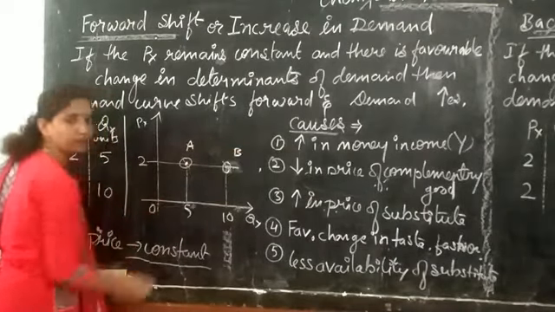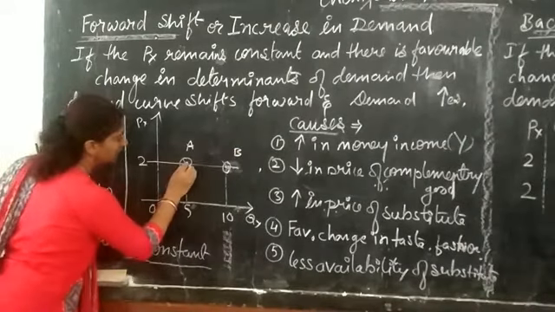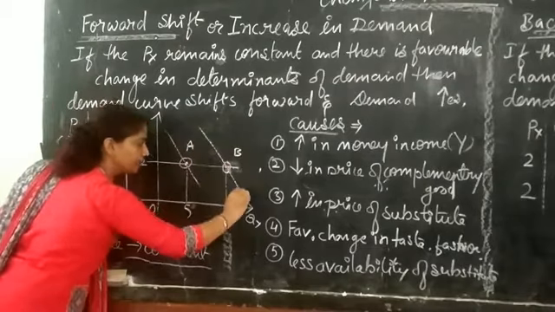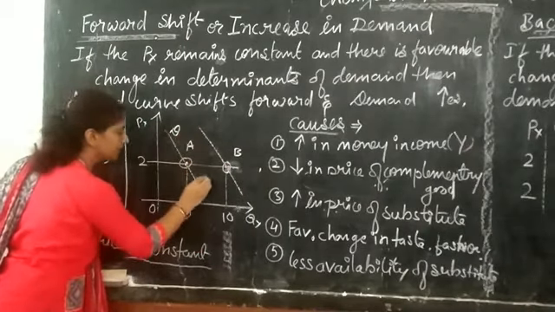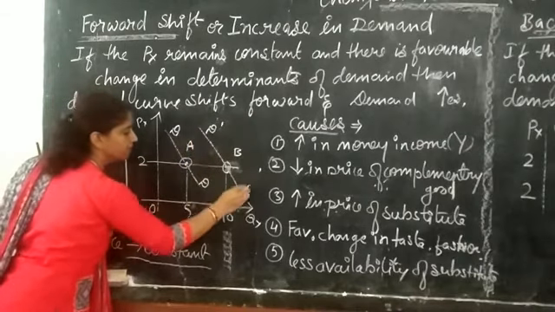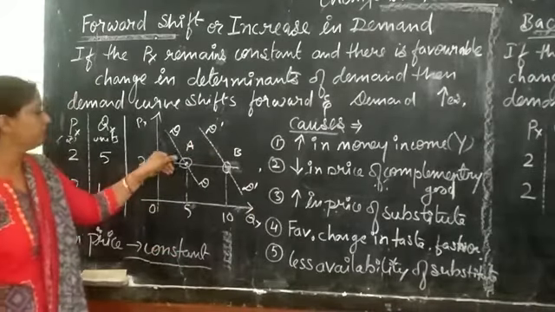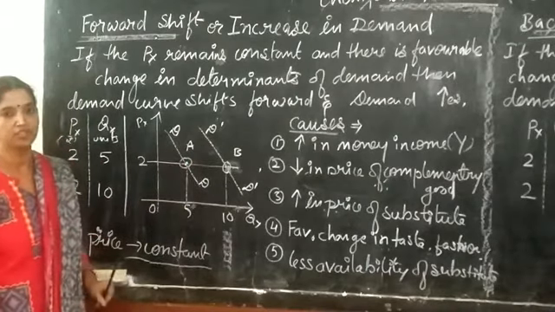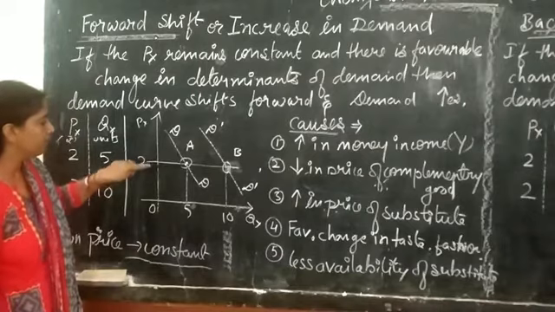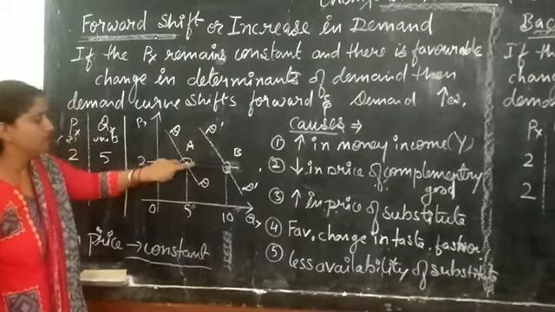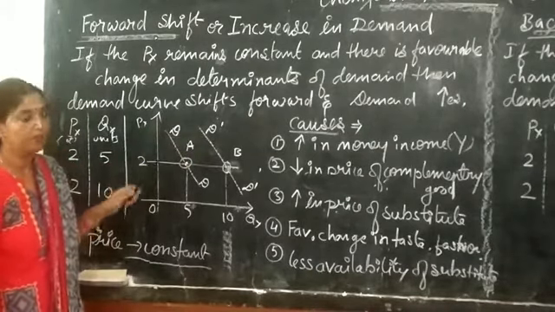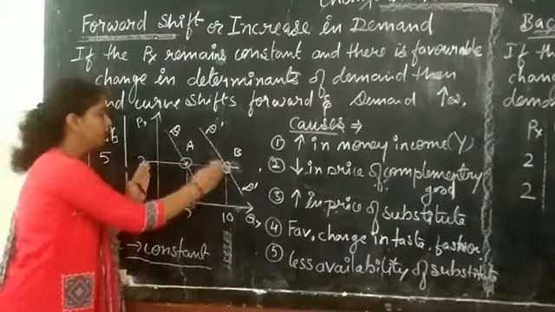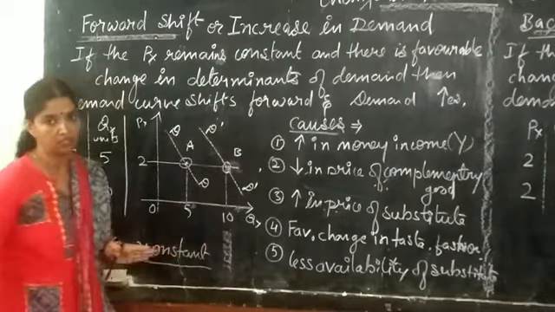This is B. So we get this point on one demand curve and this point on a second demand curve. This is the initial demand curve and this is our forward demand curve. The demand curve shifts from D to D dash, and the consumer will move from A to B. But the point B will not be on the same demand curve, it will be on another demand curve which is shifted from D to D dash.